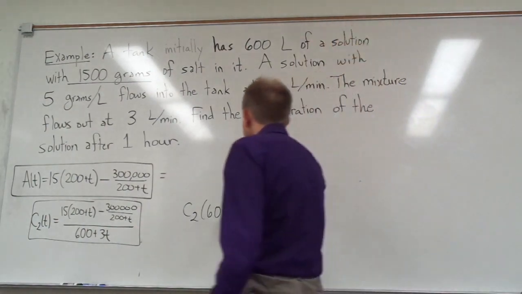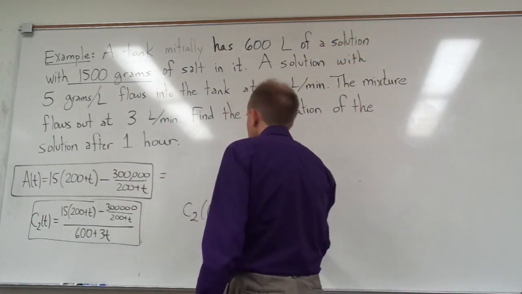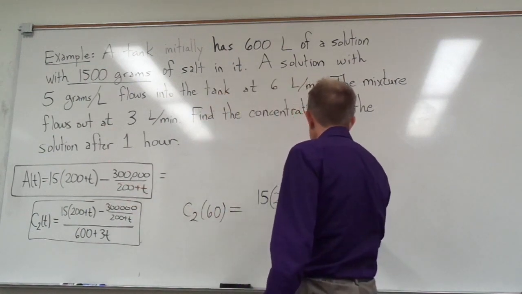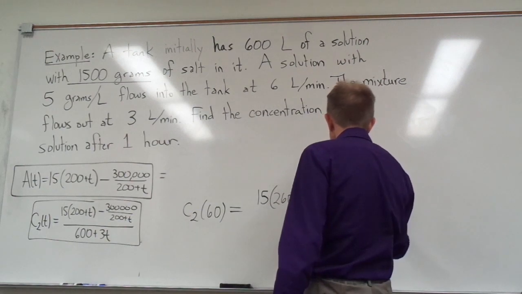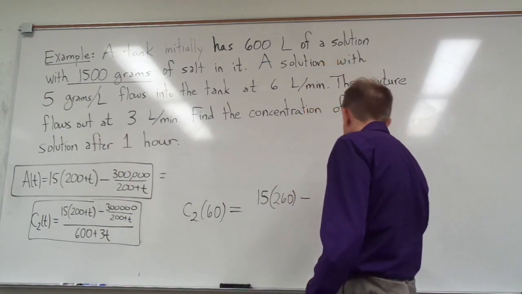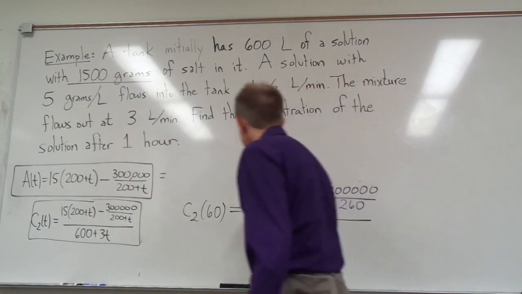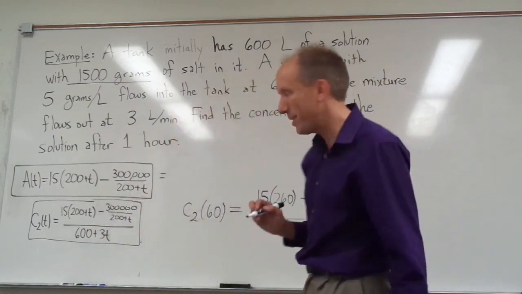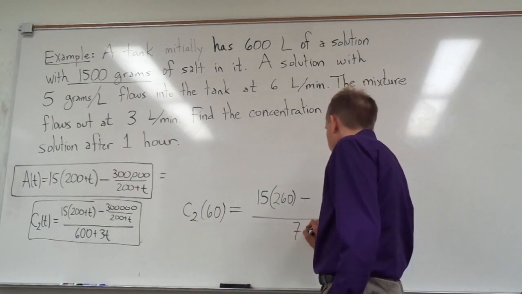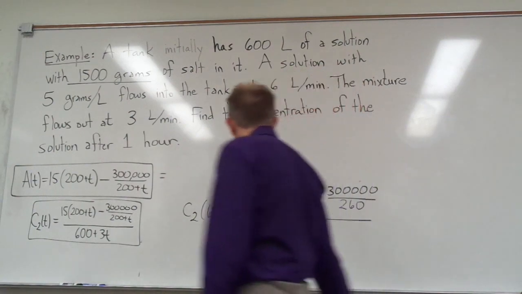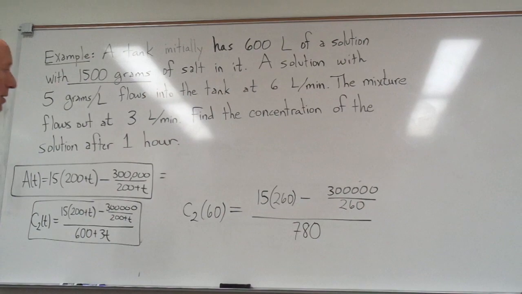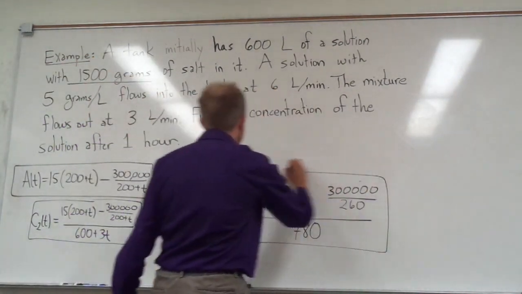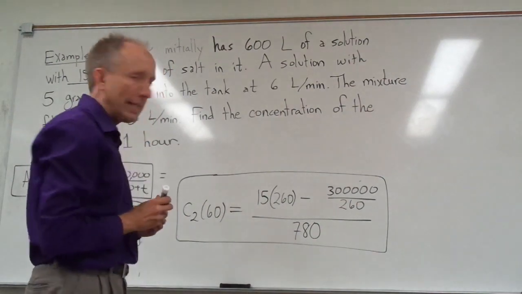We would just put in the 60. So we would get 15 times, well, 200 plus 60 is 260. Okay, minus 300,000 divided by 260. And then all of that would be divided by, well, let's see, 600 plus 3 times 60. Well, that's going to be 780. Maybe something like that. Okay, so this is going to be the answer. Whatever that is, that would be in units of grams per liter.